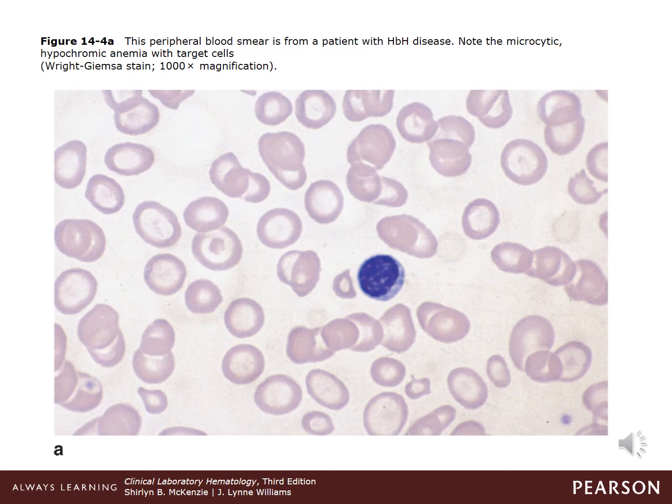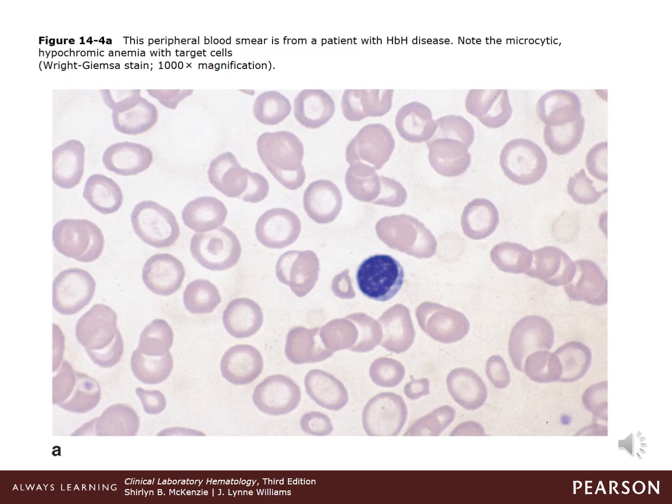And here you would definitely see a microcytic hypochromic environment. Look at these cells. The hypochromasia is marked. And I'm putting in a lymphocyte for you so you can have a comparison. And definitely, because of this hemoglobin problem, you're going to be seeing a lot of target cells, which is definitely an image of hemoglobin H disease.